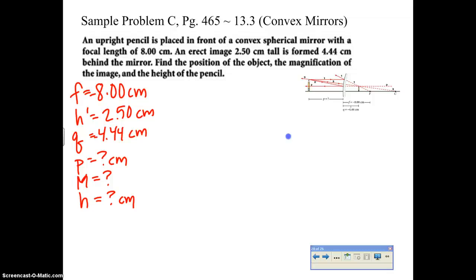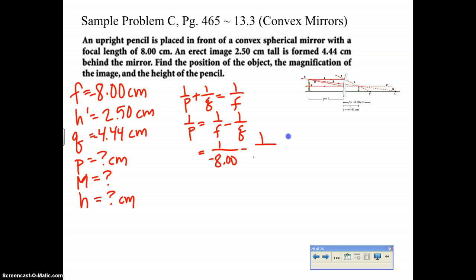Okay? So this is going to give you 1 over P plus 1 over Q equals 1 over F, in which you want just 1 over P, so that's 1 over F minus 1 over Q, which is 1 over a negative 8.00 minus 1 over a negative 4.44. Take the inverse of this as well, guys. When you take the inverse, you get negative 10. But you know that your P should be positive values. So your P comes out to be 10.0 centimeters.